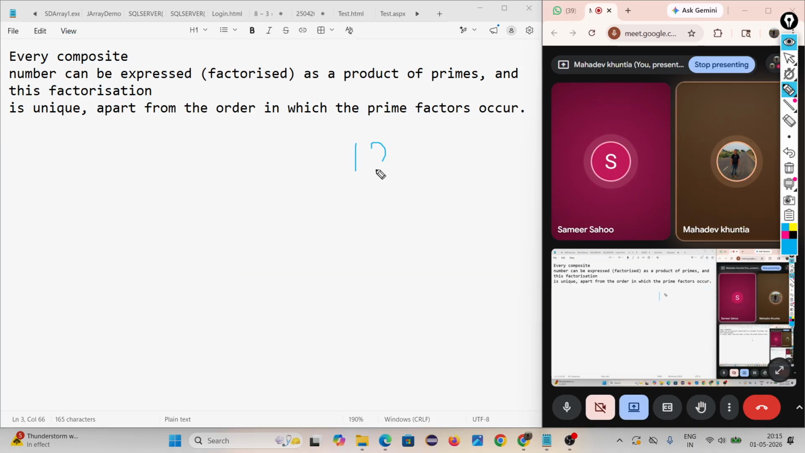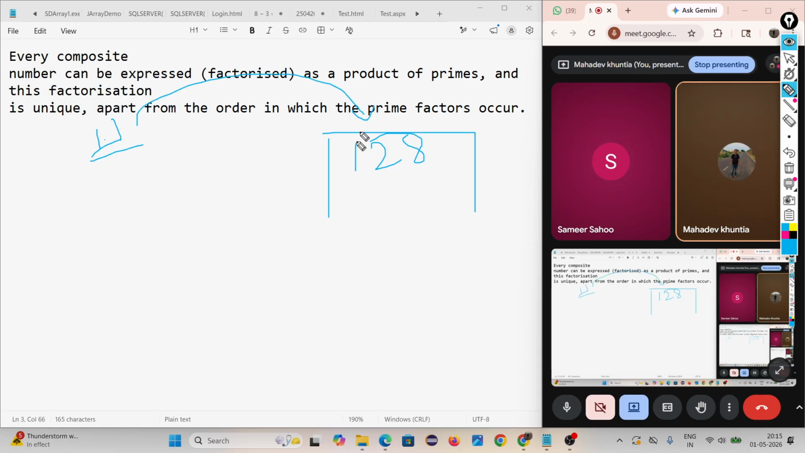If the number is such a large number, how to find? Because sometimes they give you the question. I think in exercise 1.1 also this type of question is there. Find the prime factorization of 128. Then remember, we apply one method called prime factorization.